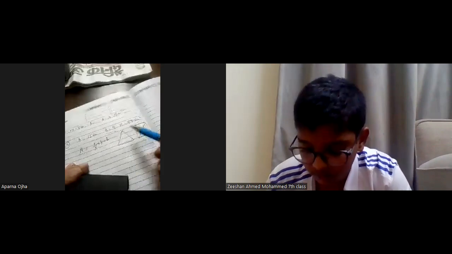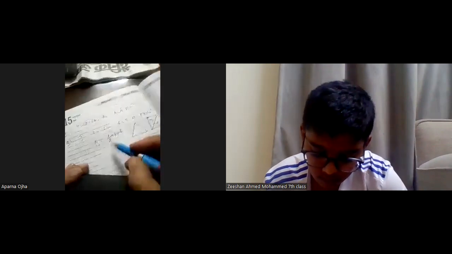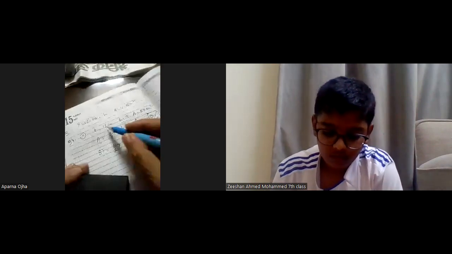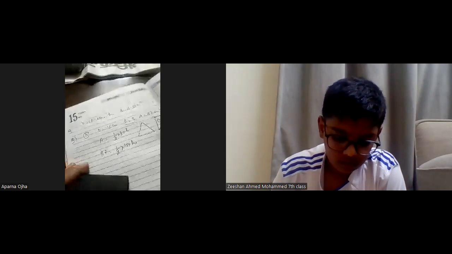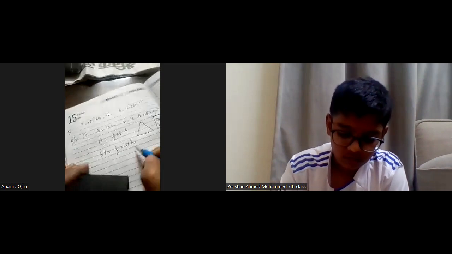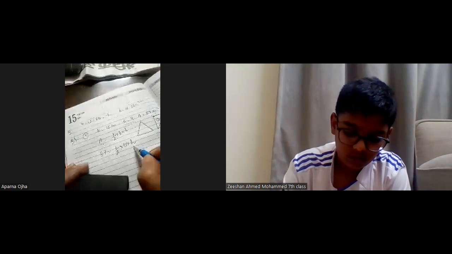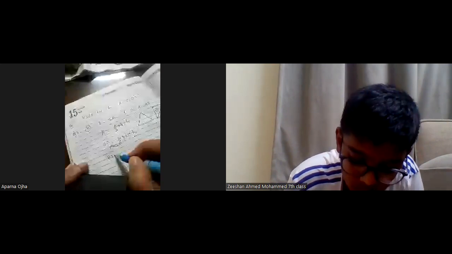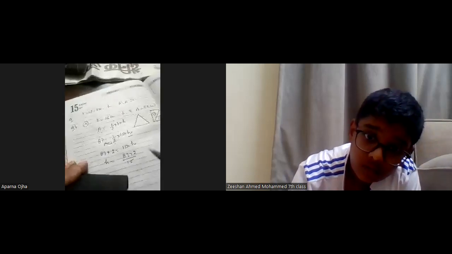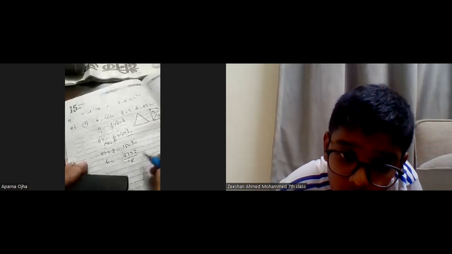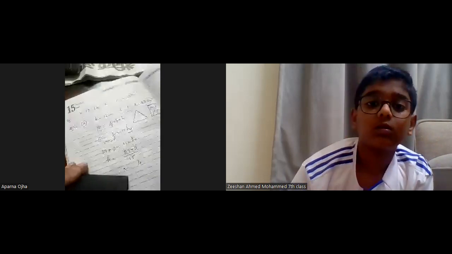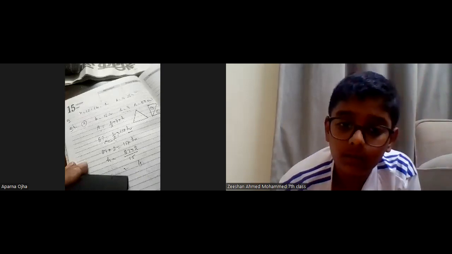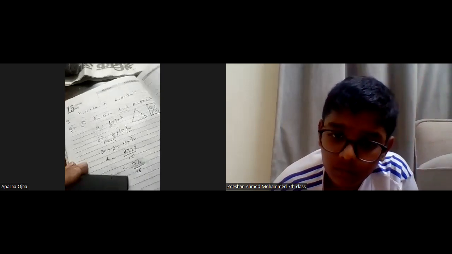Area is given. What can we write here? This is 87, half, base is 15, and height you have to find. How can we find the height? We can cross multiply. 87 into 2 equals 15 into h. Then h equals 87 into 2 upon 15. Now you can calculate. 7 twos are 14, 8 twos are 16 and 1 is 17. This is coming 174 divided by 15.